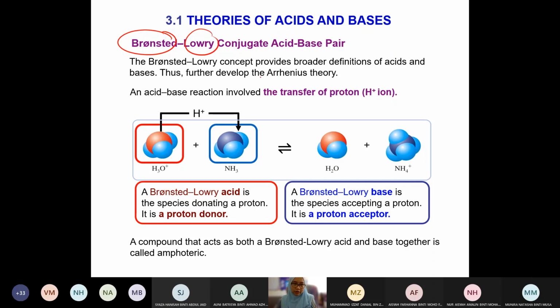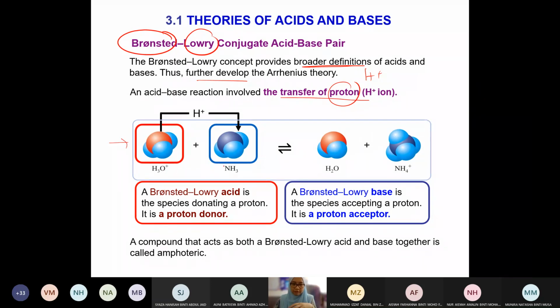Then later we have the Bronsted-Lowry conjugate acid-base pair. This is an extension of Arrhenius. Its coverage is a little bit bigger, expanded a little compared to Arrhenius. The Bronsted-Lowry concept provides a broader definition of acids and bases, thus further developing the Arrhenius theory. Further developing, it doesn't say Arrhenius is wrong. It's just that they further develop it. Arrhenius is very limited. An acid-base reaction involves the transfer of a proton, or H+. Proton means H+. Acid-base based on Bronsted-Lowry is described in terms of the transfer of a proton. So let's look at an example here.